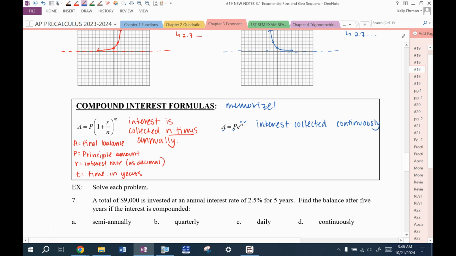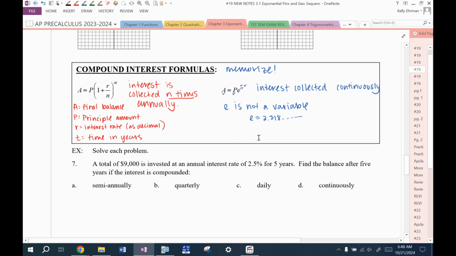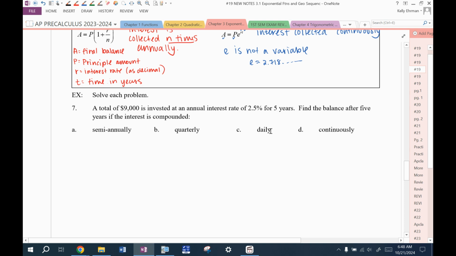E is the base number. So I just want to make a note. E is not a variable. So when you're typing this into your calculator, you're using the E key, which is about 2.718, et cetera, et cetera. All right, so how do we do these problems? So we need a calculator, first of all. And let's go ahead and just label things.